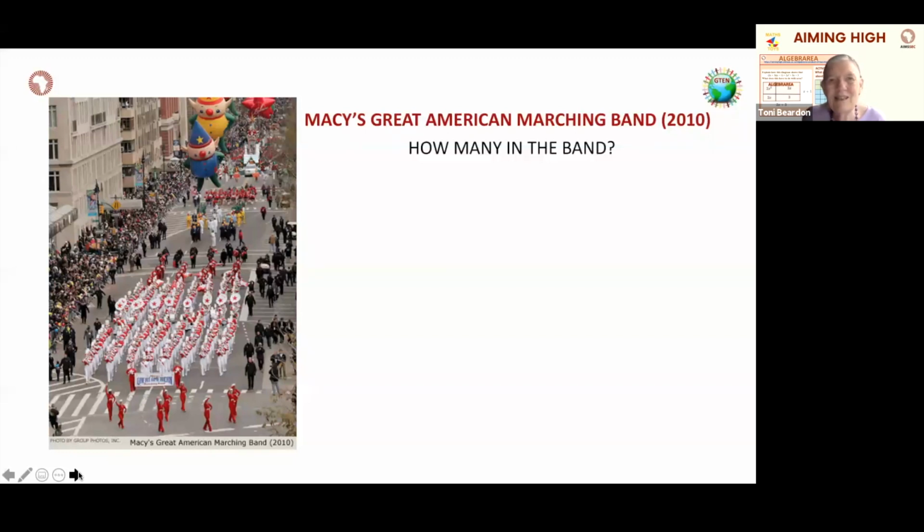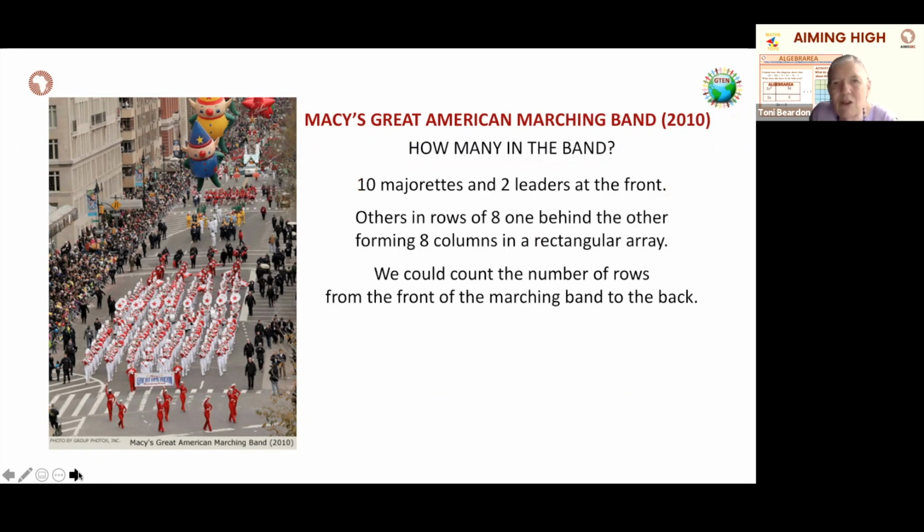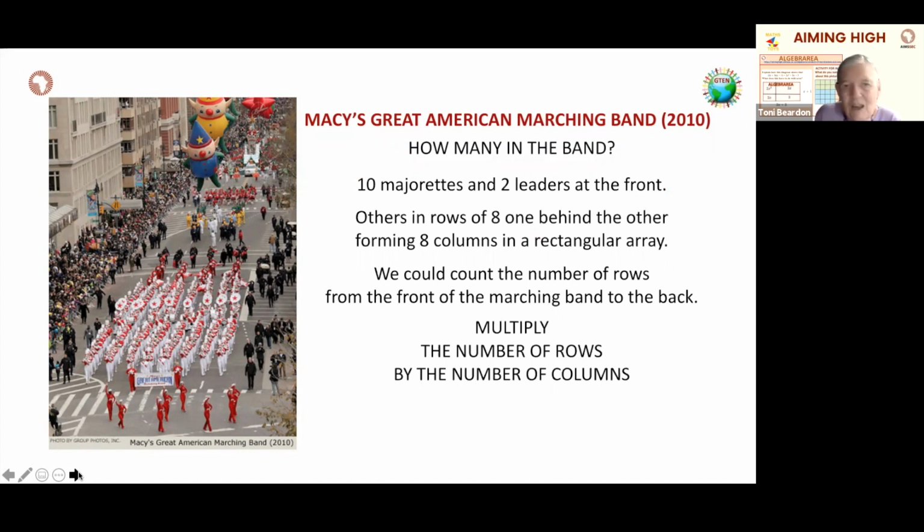the Macy's Great American Marching Band. And we're showing you this because the people in the band are in the middle. The main number of them are arranged in a rectangle. And if we ask how many of them are in the band, well, if we start counting, if we're on the street, it would be easier to do the counting.